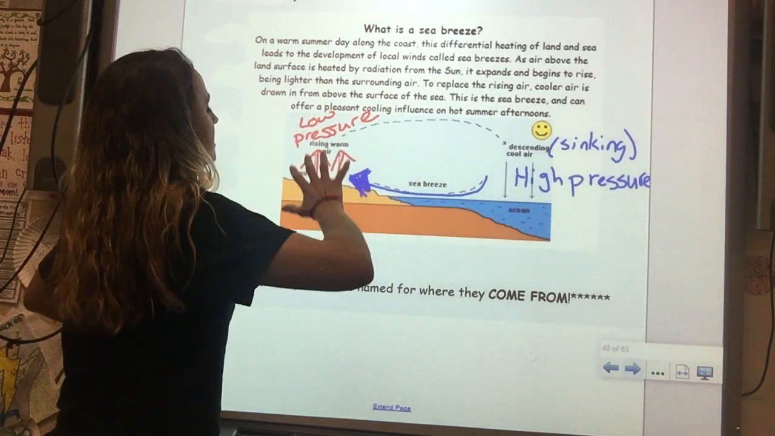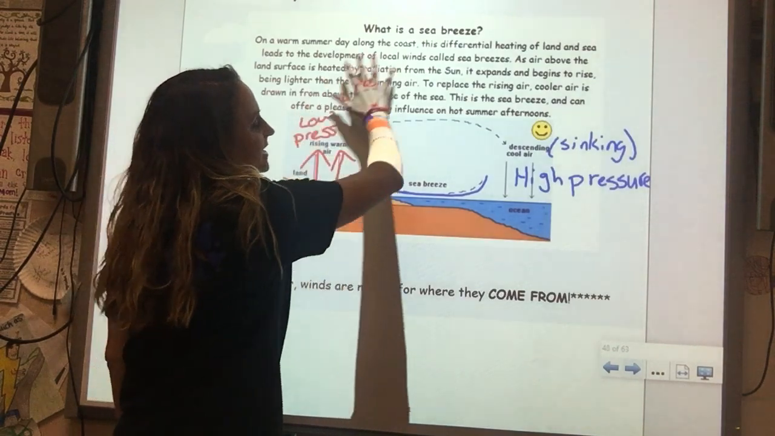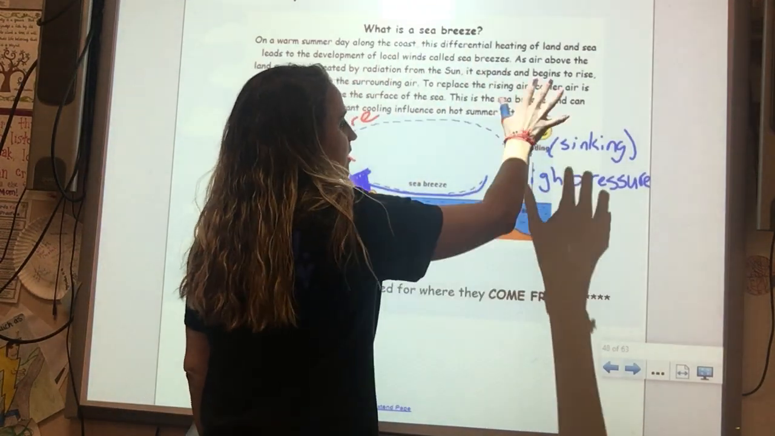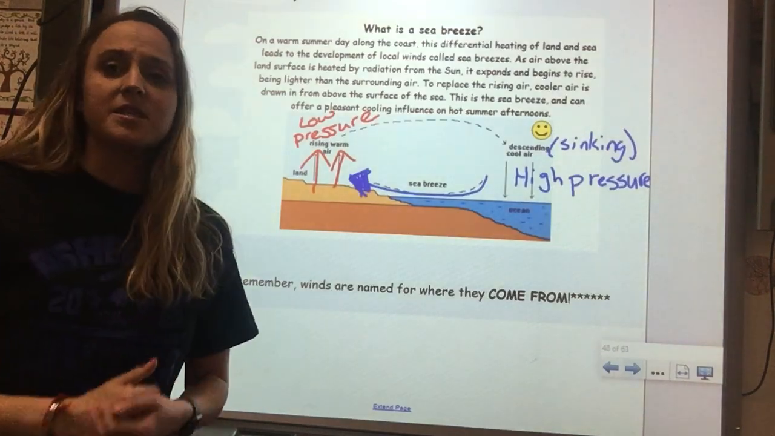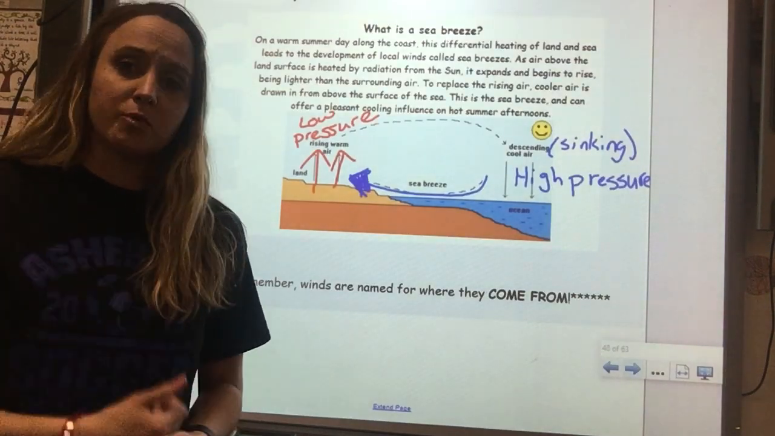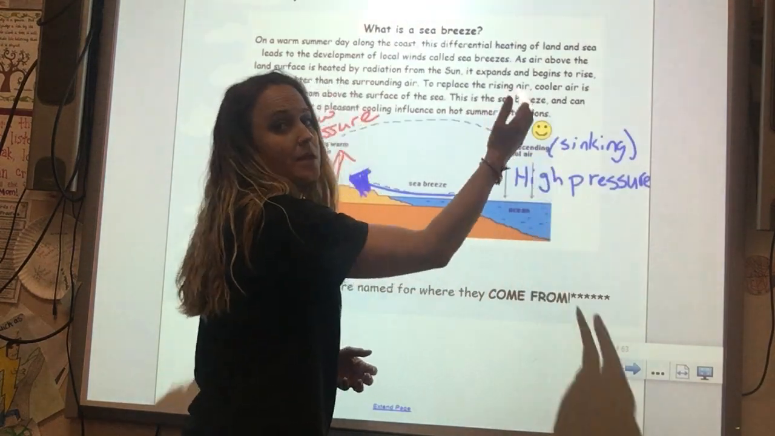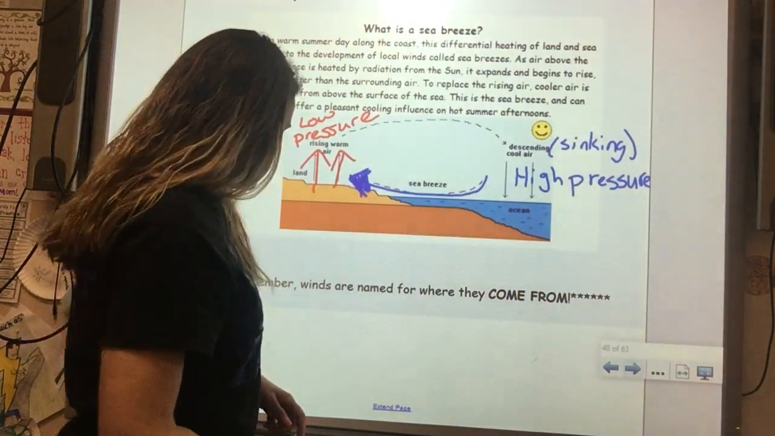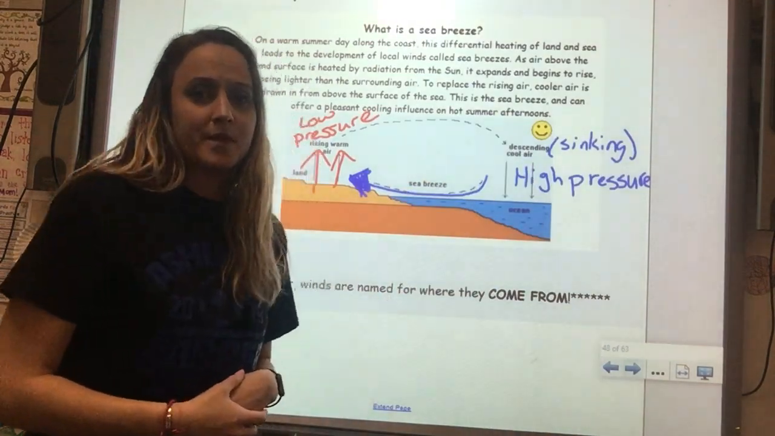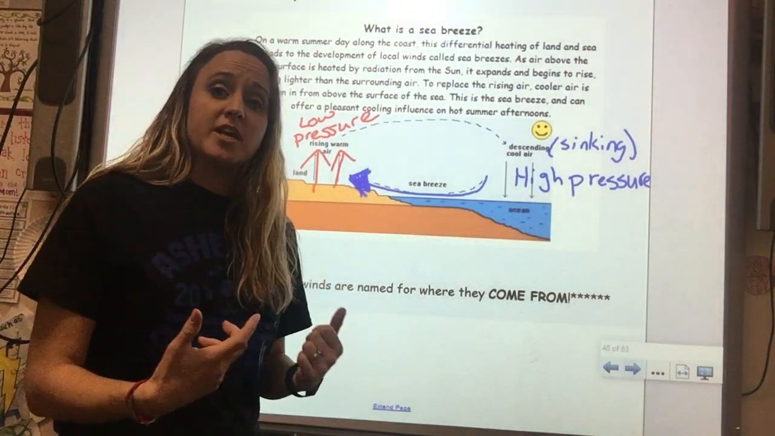So we have this low pressure system of the rising warm air over the land and sinking cooler air, creating high pressure over the sea and drawing that cold air into the beach, creating a sea breeze. Because the air is coming from the sea to the land, it is a sea breeze. This happens during the daytime. Okay? Now, at night, the winds will shift.